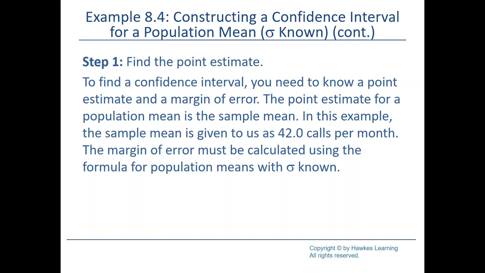Now, I don't actually have to go looking hard. They actually told it to me. When we looked at this to get a confidence interval, we need to know our point estimator and the margin of error. And the point estimator is literally the sample mean. That is all it is. In our case here, they said that the sample mean was 42 calls. Okay. So now step 2 is going to be to find that margin of error. And in order to do the margin of error, remind yourself we actually have to know our population standard deviation.